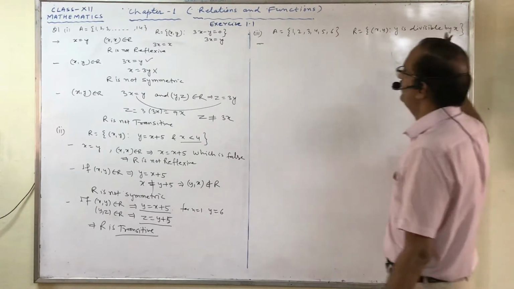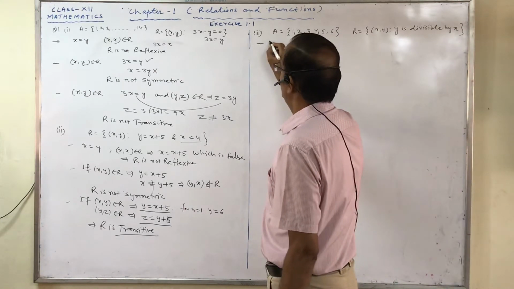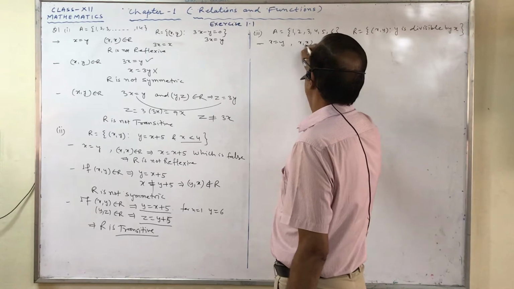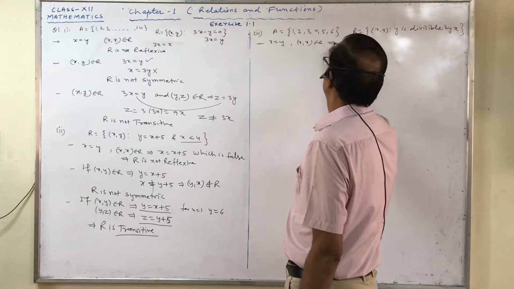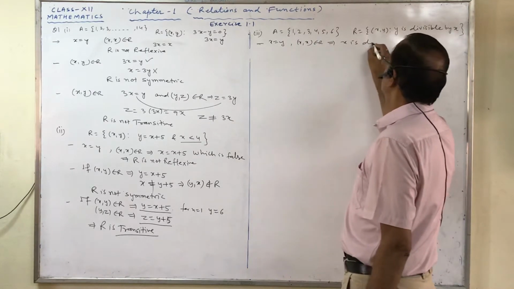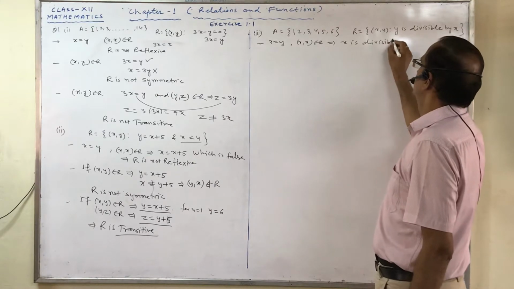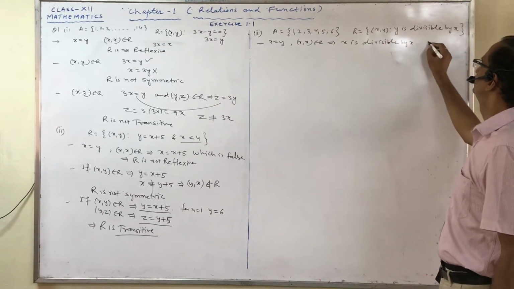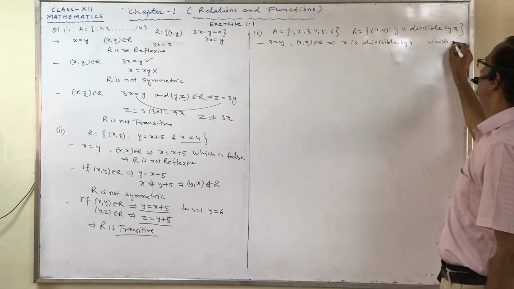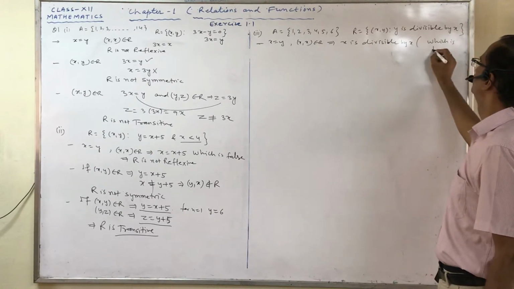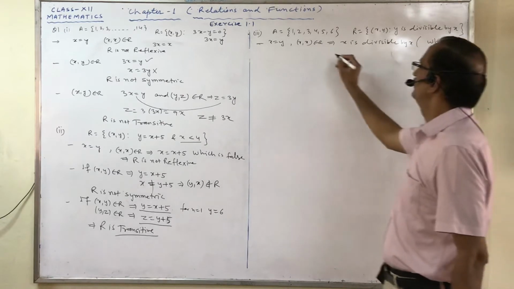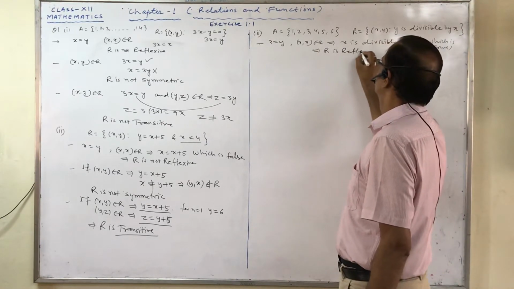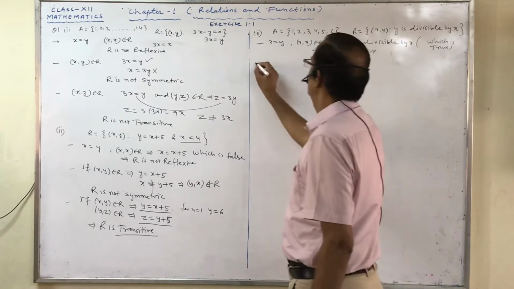So it is reflexive. So we can say x equals y, or we can say (x, x) belongs to R, means x is divisible by x, which is true. This implies that R is reflexive. Okay, now come to the second one.